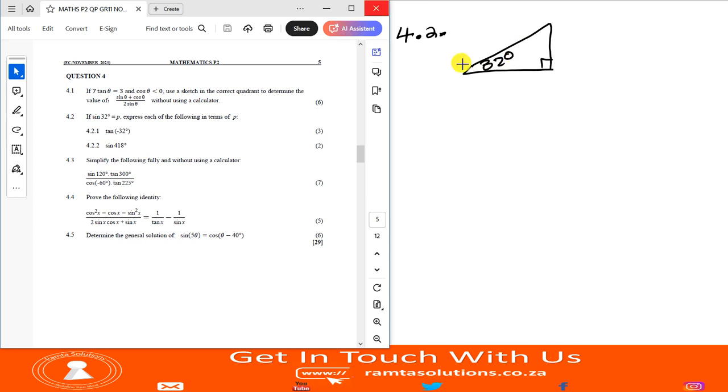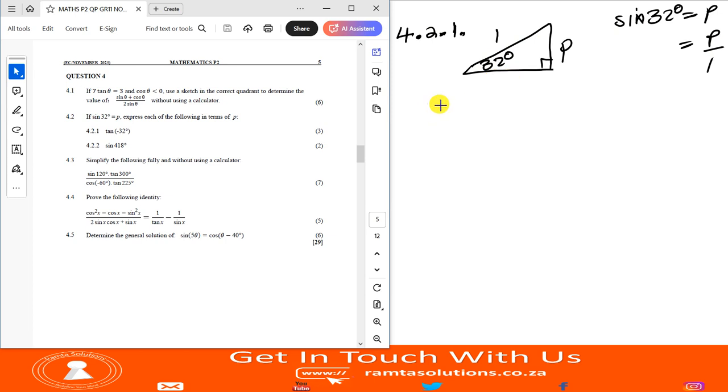Now they say sine 32 degrees equals P. When you look at it, it is similar to P over 1, meaning your hypotenuse is 1. So let's get to 4.2.1. Let me just change this. Now we need to find this value here, which we will call our x.